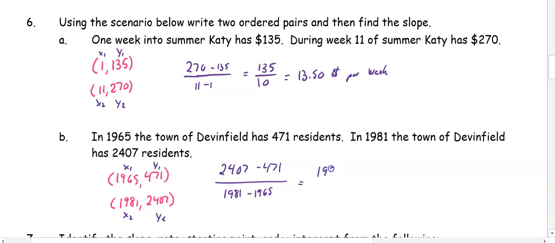So we get 1,936 on the top, and when we subtract on the bottom, we get 16. So when we divide, we get 121 residents per year.